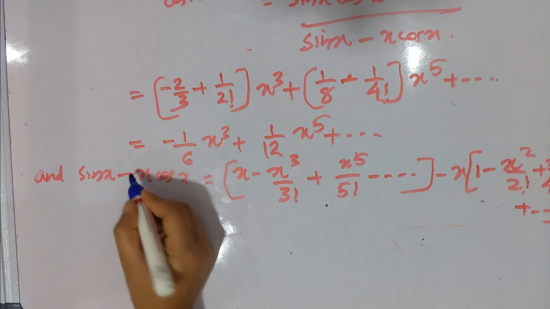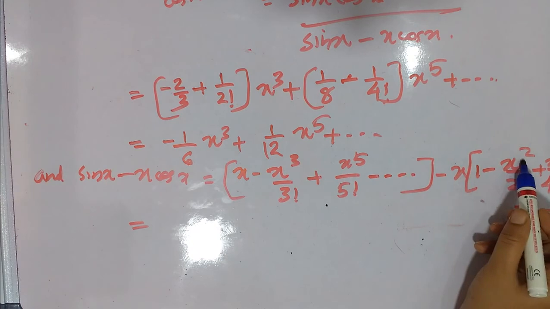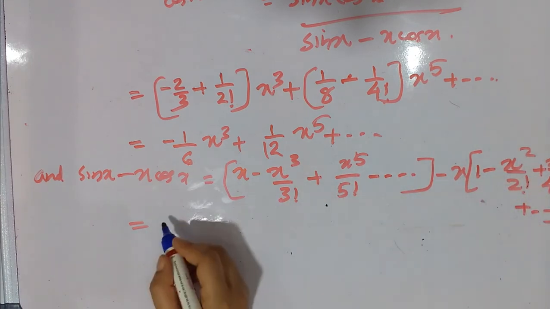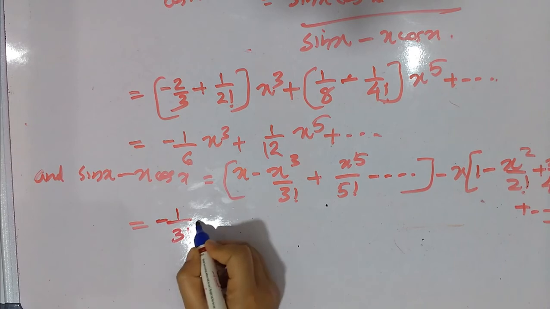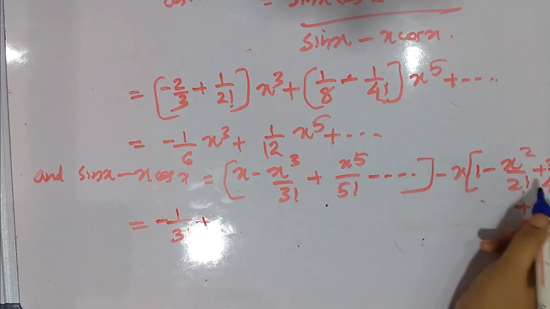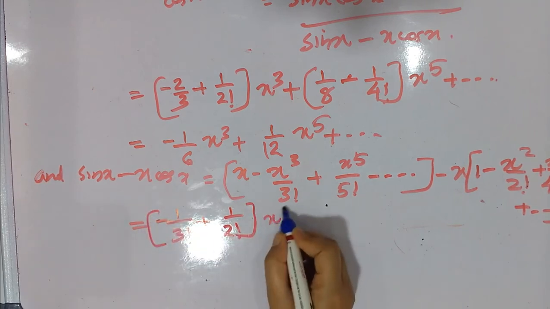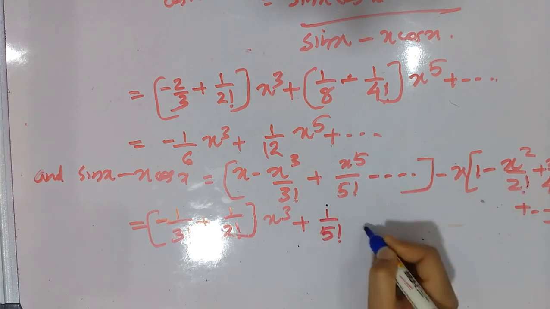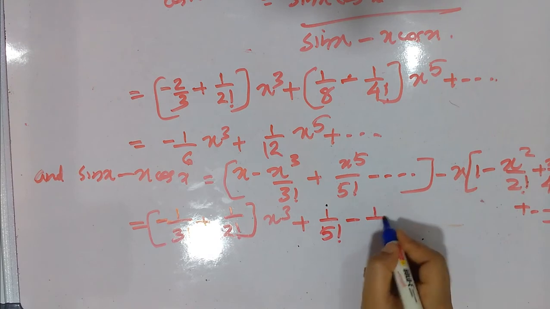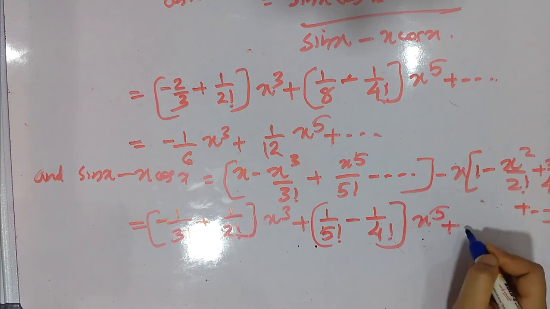Now subtracting, the x terms cancel out. The x cube and x raised to 5 terms have the same power. Then the x cube coefficient is minus 1 by 3 factorial plus 1 by 2 factorial into x cube, plus x raised to 5 with 1 by 5 factorial minus 1 by 4 factorial into x raised to 5 plus etc.